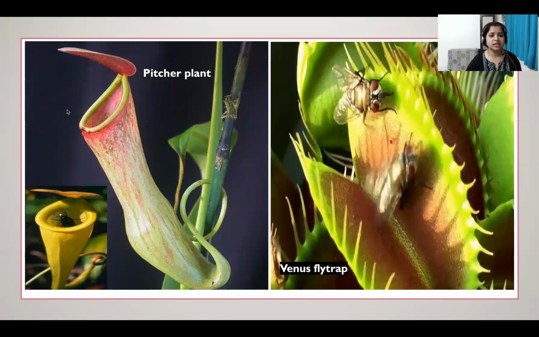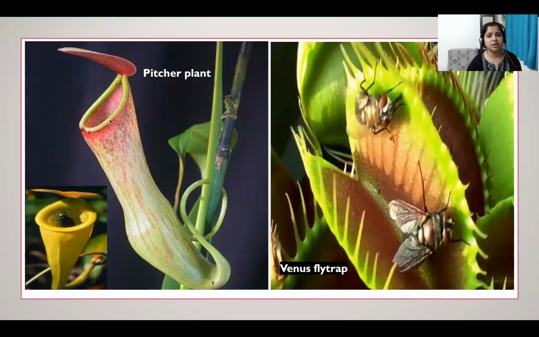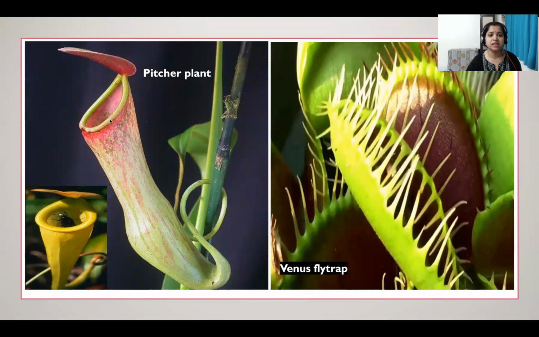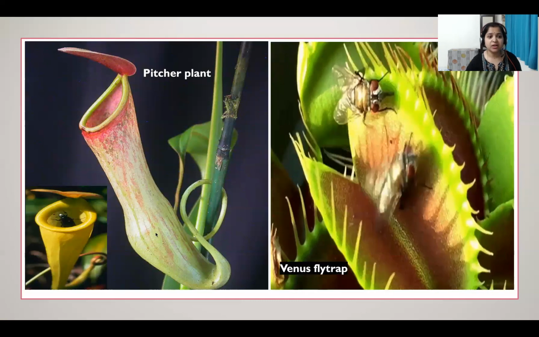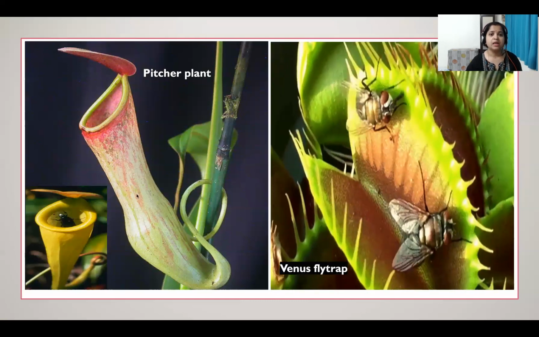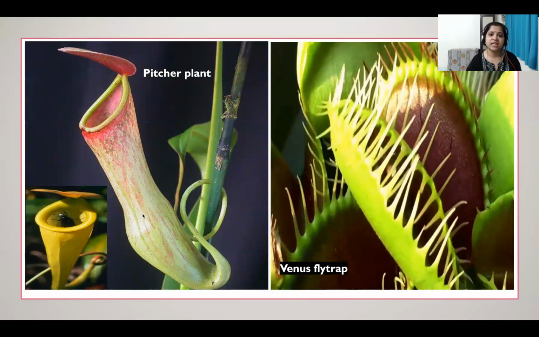When the insects come in search of nectar and sit on it, the pitcher has some hair-like structures which are directed downwards. So when the insects sit on it, they fall downward into the pitcher, and due to the slippery condition inside the pitcher, they cannot come outside even if they try. So the pitcher secretes some digestive juice and digests those insects.